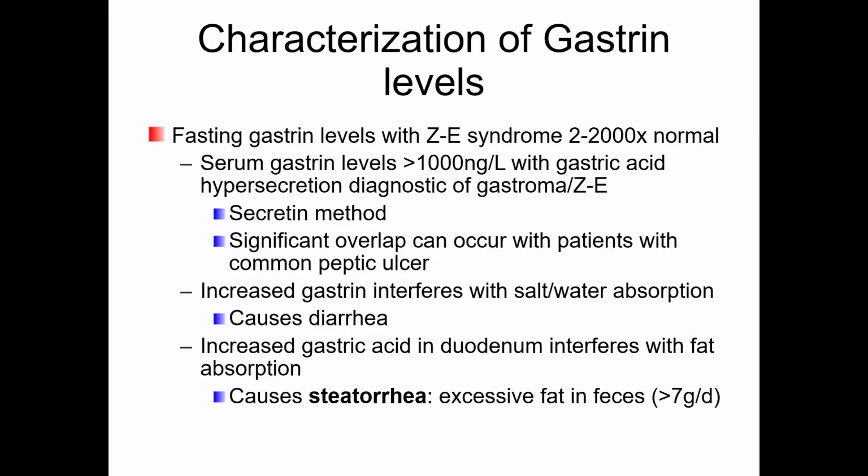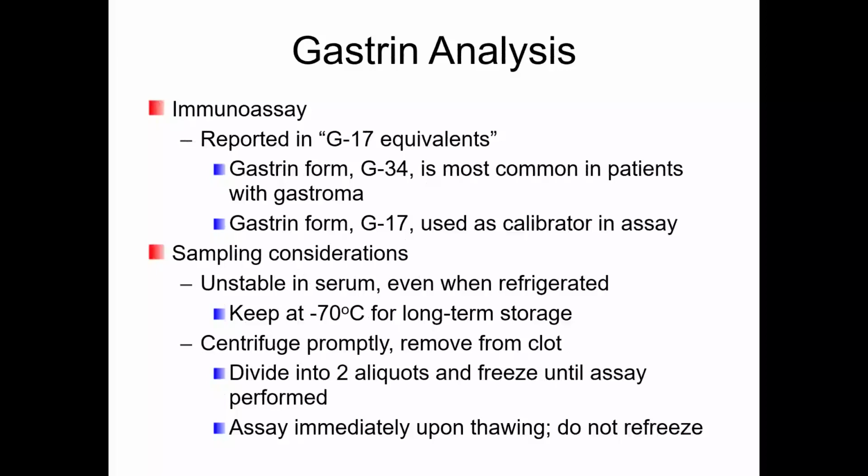Increased gastrin interferes with salt and water absorption, which causes diarrhea. Increased gastric acid in the duodenum interferes with fat absorption, which causes steatorrhea. Steatorrhea is excessive fat in the feces, and we're talking about greater than 7 grams per day.